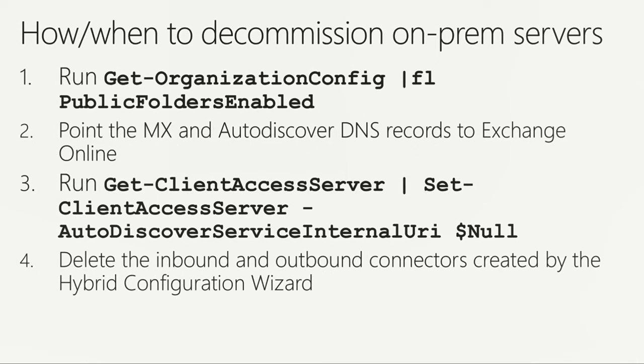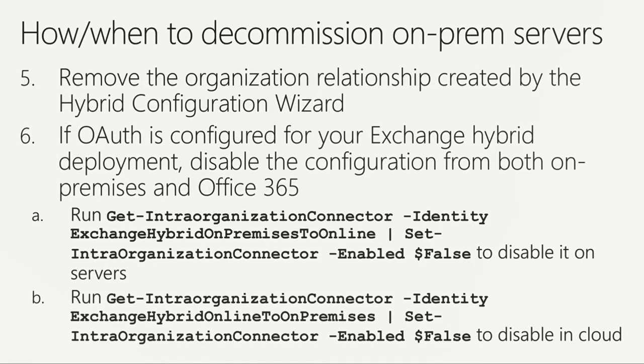I'm not going to walk through each step, but I have included all the steps for you in one place, so you don't have to jump to a bunch of places. A lot of it is looking at public folders, rerouting where your DNS and your Autodiscover records are sent to, changing the Autodiscover internal URI settings, and then deleting the connectors that were created by the wizard. Then you can remove the org relationship created by the wizard. You can disable the configuration for both on-prem and Office 365 for OAuth, running two cmdlets. You'll run one to disable it on the servers, and the second one to disable it in the cloud.